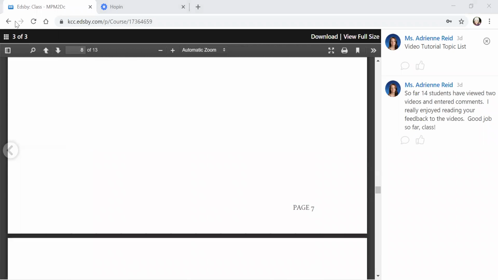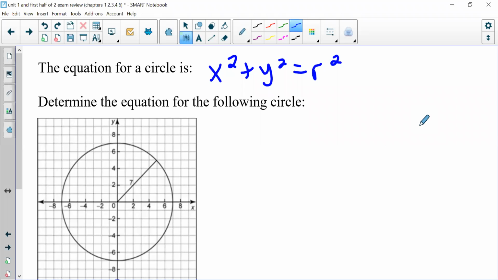Okay. Who can solve this question? Determine the equation of that circle. No one remembers how to determine the equation of a circle.